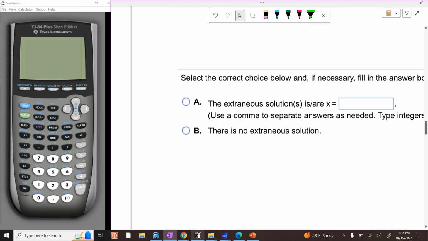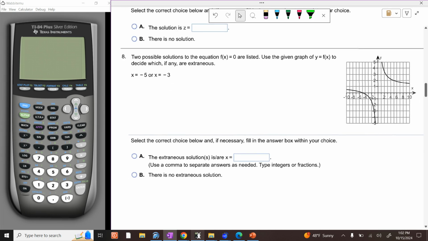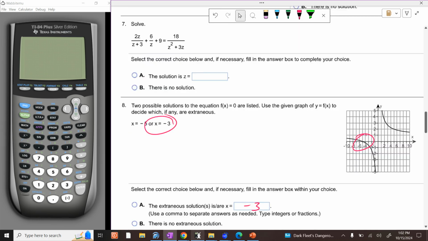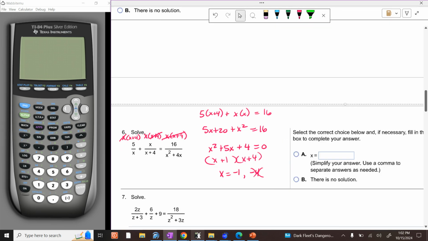So on this one, this crosses the x-axis at -5. Does it cross the x-axis at -3? No. So -3 is the extraneous solution because it's not graphed. Okay? All right. Up to there. There we go.